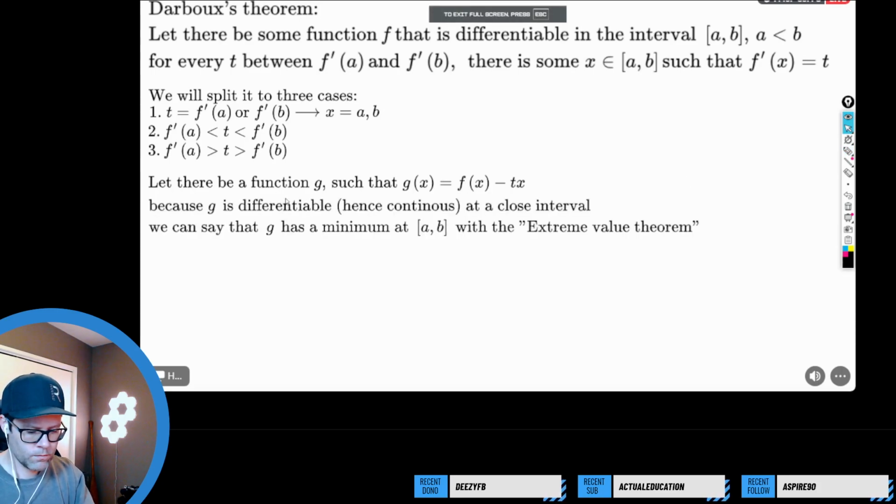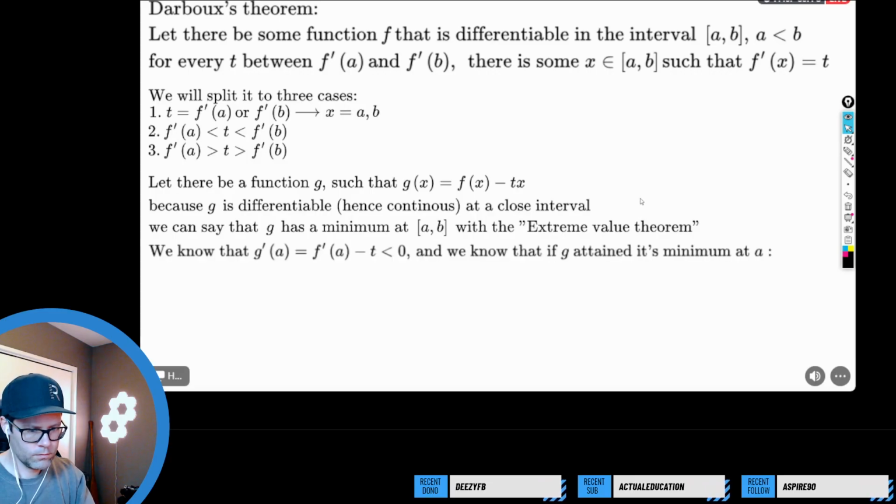Because we know that it is differentiable, so continuous, on a closed interval, we know that it has a minimum on [a, b], by the extreme value theorem. Now, because it has a minimum, if we take the derivative at a, we know that f prime of a is smaller than t, so f prime of a minus t is smaller than 0.